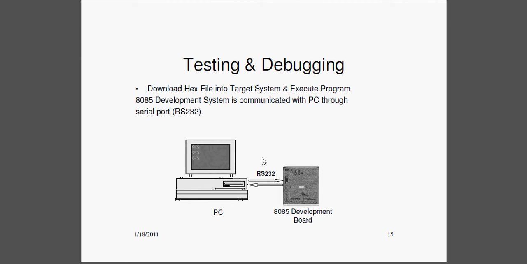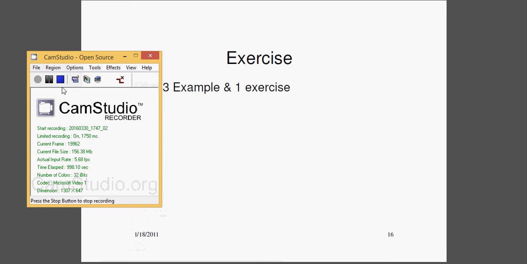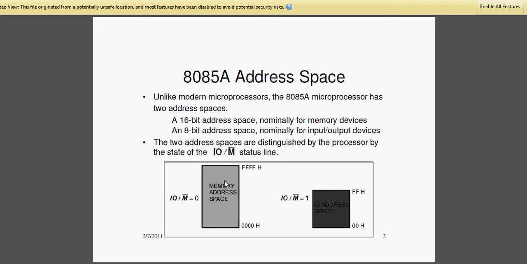Okay, class. Now we're going to cover the introduction to input output devices: how the 8085 communicates with the input and also output. So this is the old style of connecting the I/O and also the memory. The recent processors have a different way, but we need to know the method or technique used by the 8085 to communicate with these input and output devices.